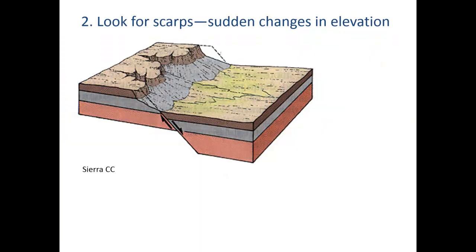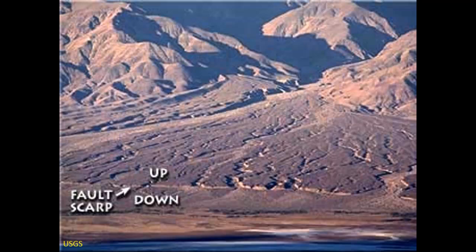The second way to identify a fault is to look for a scarp, a sudden change in elevation. Scarps are formed when the movement on faults lifts one block higher than the adjacent side, and when erosion isn't able to make them even again. Scarps are usually easy to identify, even when they're small.